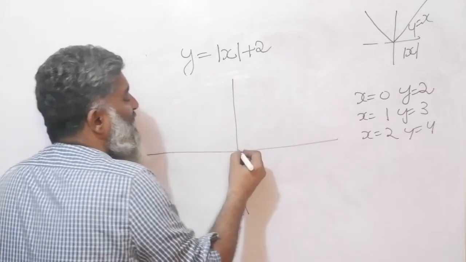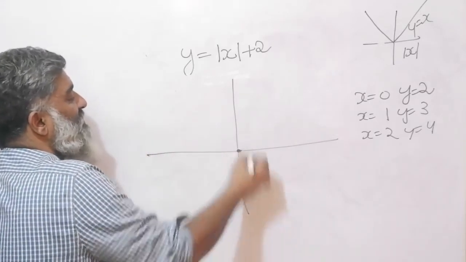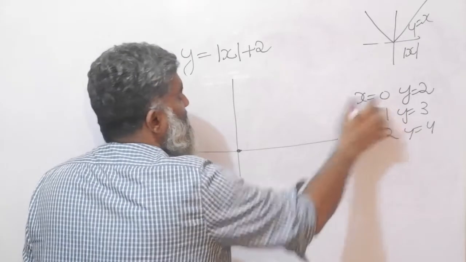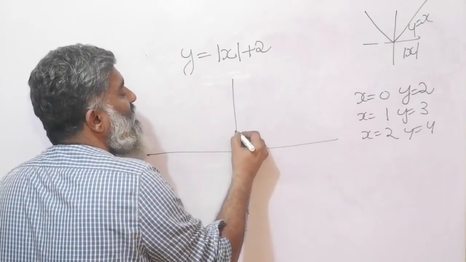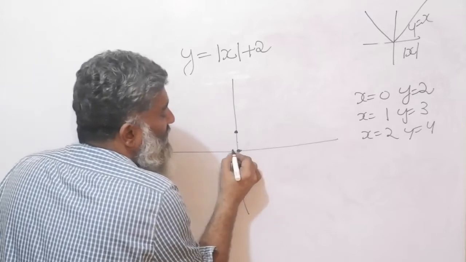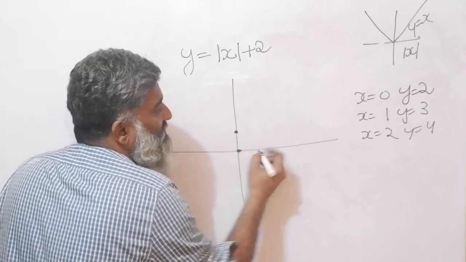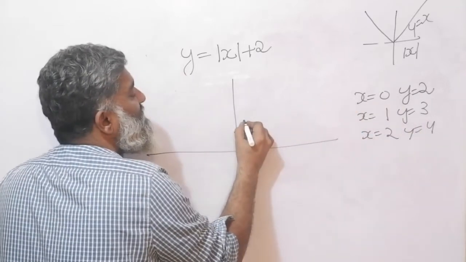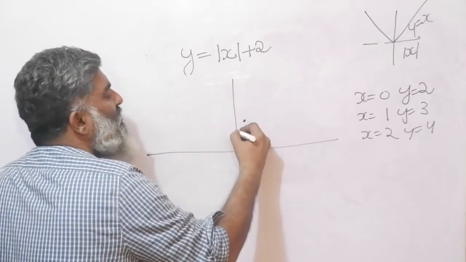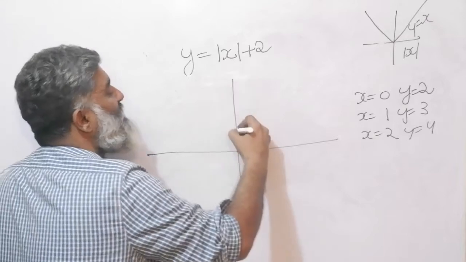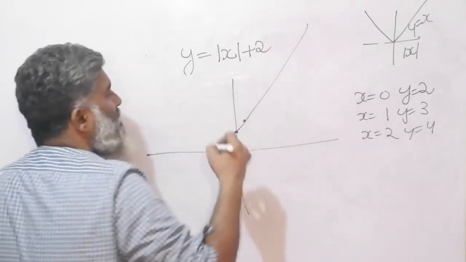This is my coordinate axis. This is my origin point, x axis, y axis. When x is 0, y is 2, so 1 and 2 maybe point here. When x is 1 point on the x axis, y becomes 3. So when x is 1, y is 3, right? Now I can draw the line because I know it is a linear equation, right? So this will be the line.